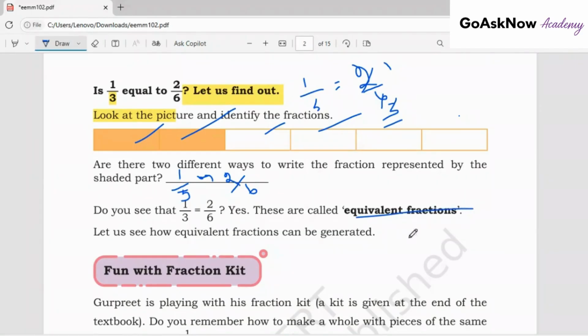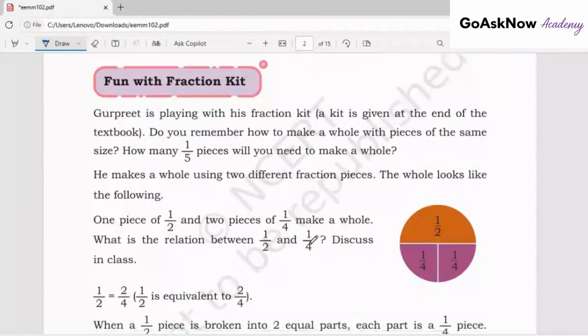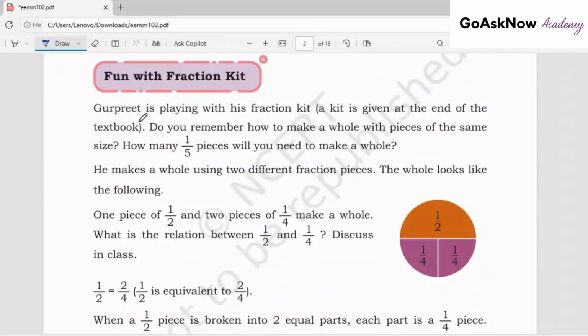Now let us see how equivalent fractions are created. Fun with fraction kit. Gurpreet is playing with his fraction kit. The fraction kit is given at the end of the textbook. Do you remember how to make a whole with pieces of the same size? How many 1 by 5 pieces will you get to make a whole? 5 pieces. Then only we can make a whole.